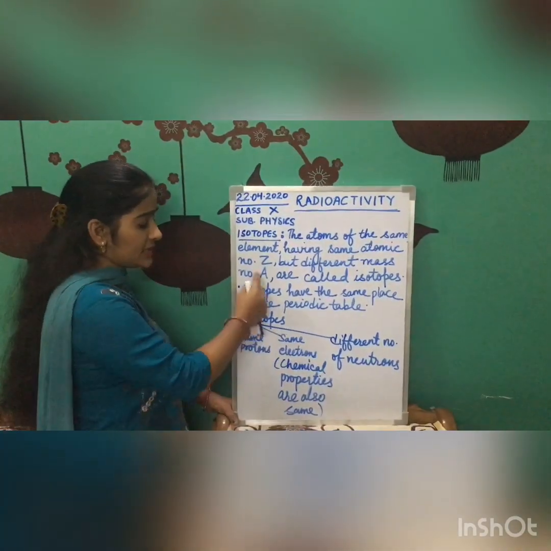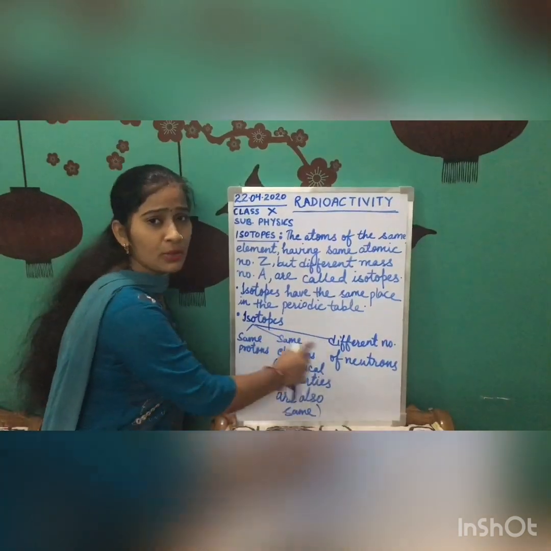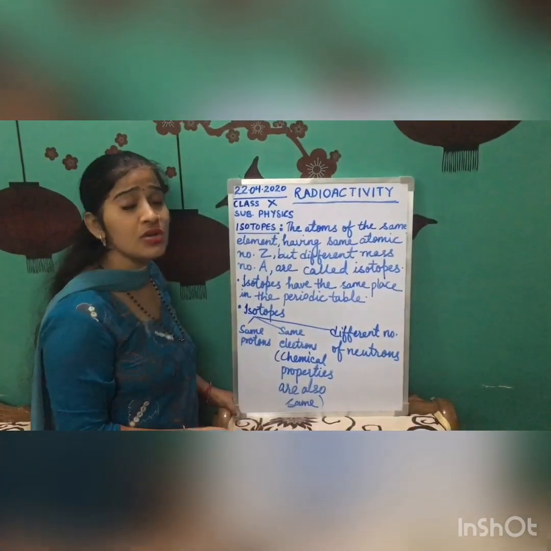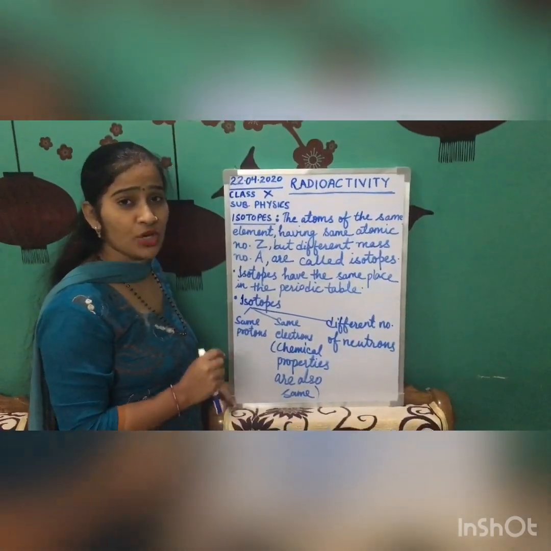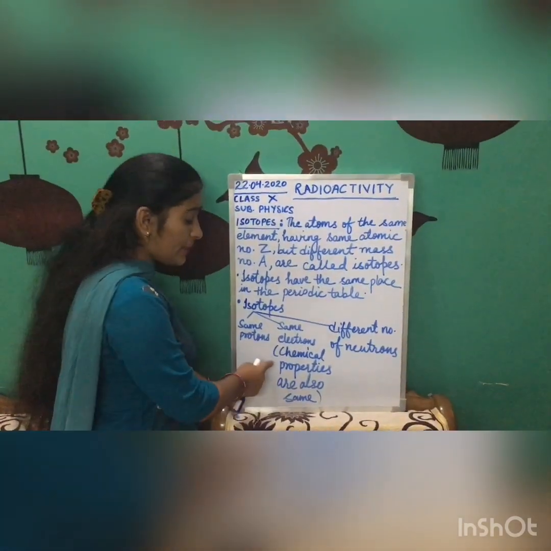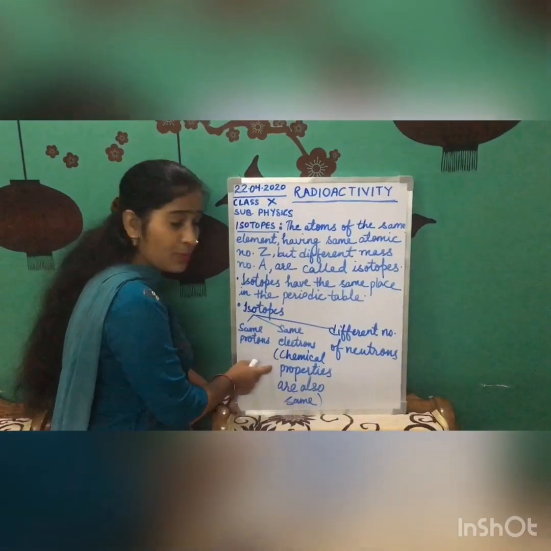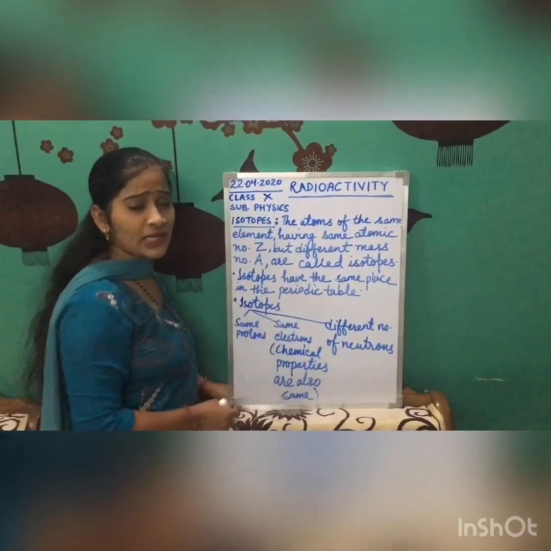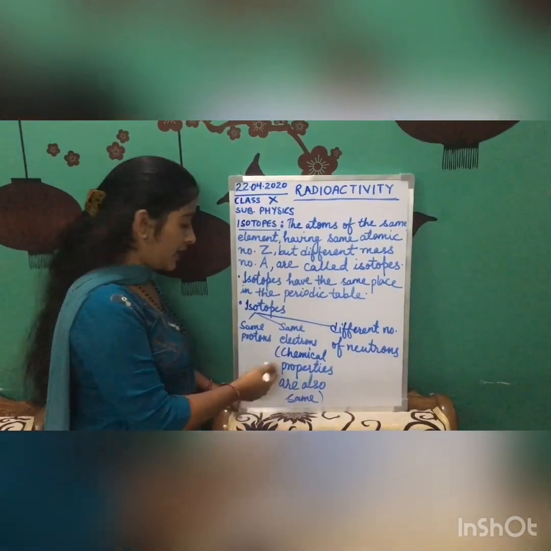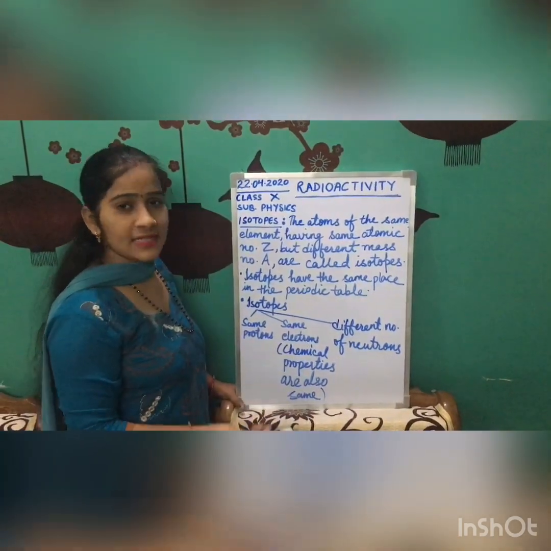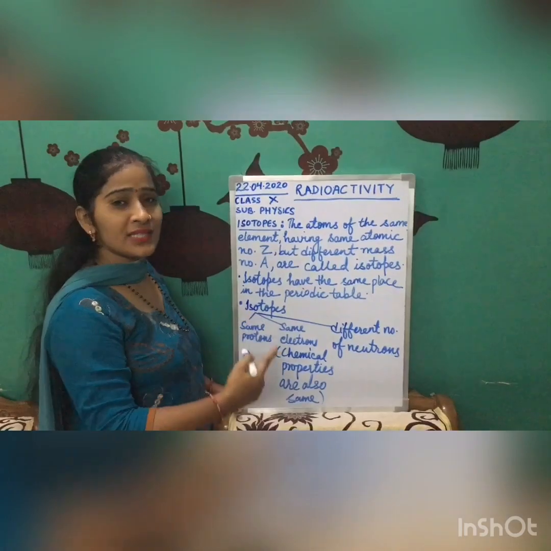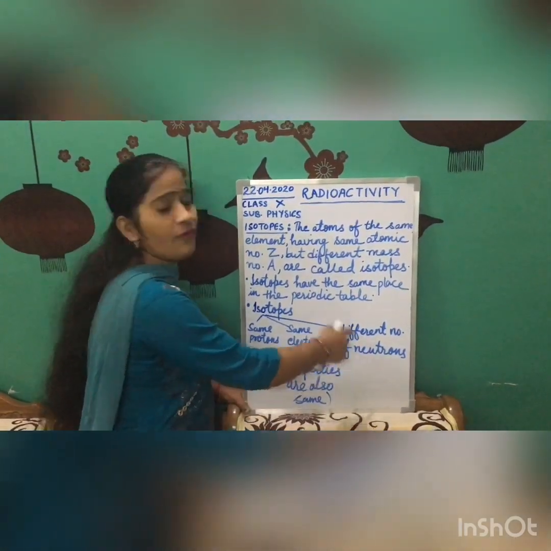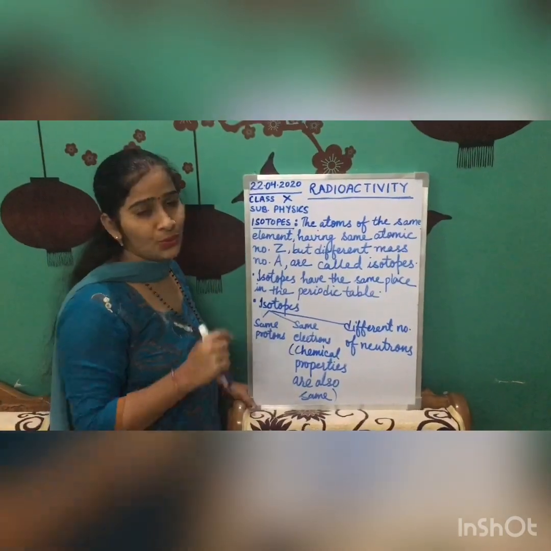Now, since isotopes have the same number of electrons, their chemical properties are also the same. Why are the chemical properties the same? Because chemical properties depend on the number of electrons. Since the same number of electrons are there in the isotopes, their chemical properties are also the same. But what is different? Nuclear properties are different because they have a different number of neutrons in their nucleus.